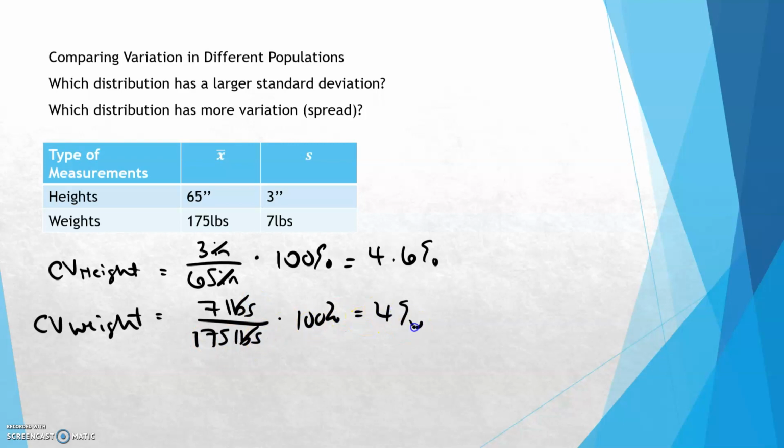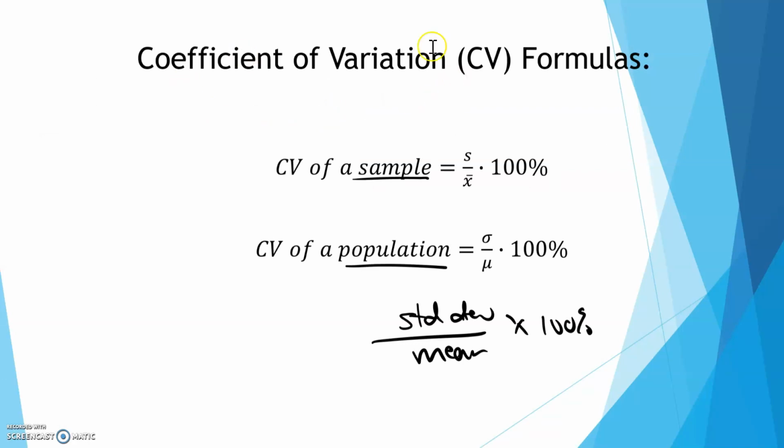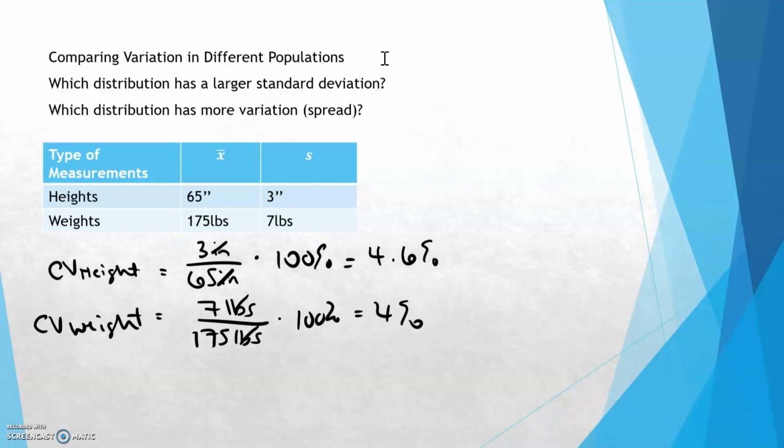That'll give us 4%. So which distribution has a larger standard deviation? And before I get to there, let's see which one has the more variation or spread. Now go back here. This is the coefficient of variation. Okay, so which one of these has more variation? Well, the one with the higher number. So that means that heights has more variation. If there's more variation, what does that mean about your standard deviation? It will be larger. So heights again will have a larger standard deviation.